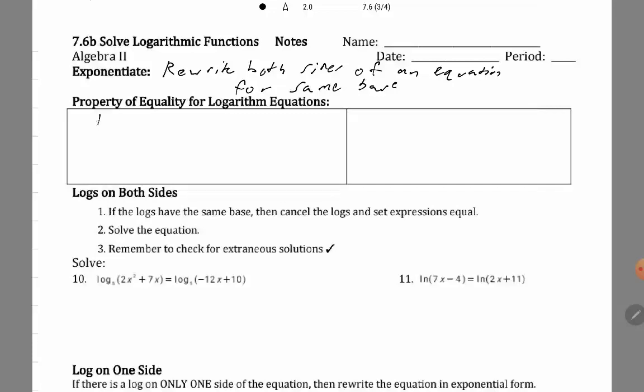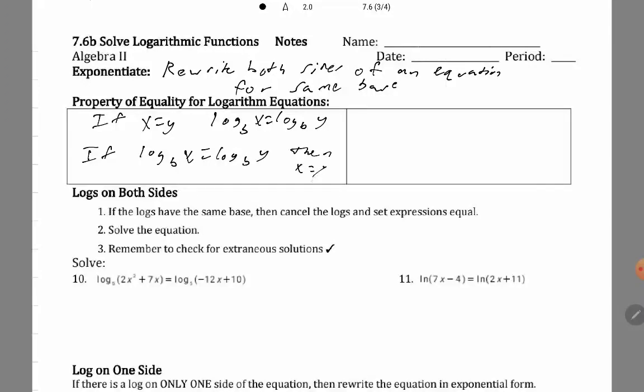So, once again, if x equals y, then log base b of x equals log base b of y. And then vice versa, if log base b of x equals log base b of y, then x equals y. With a side note, x, y, and b are positive, and b cannot equal 1. Okay.